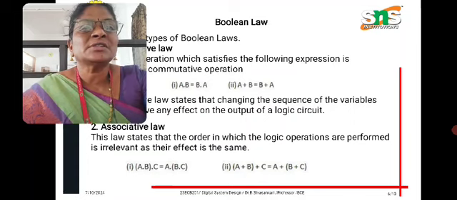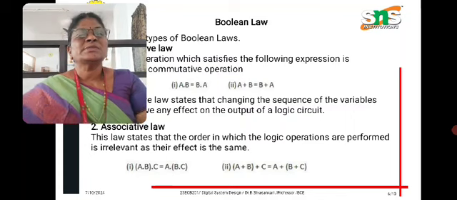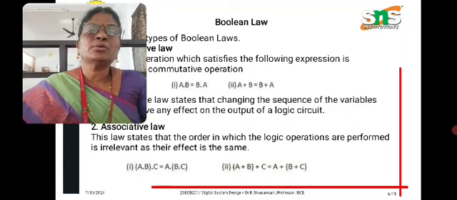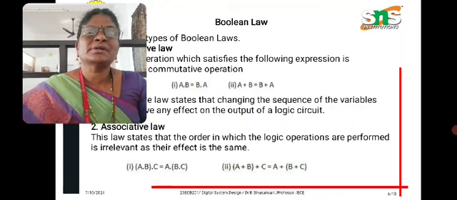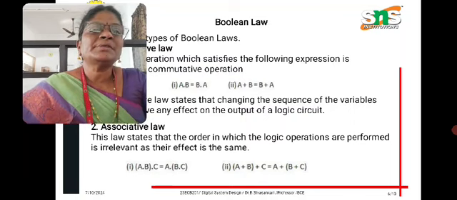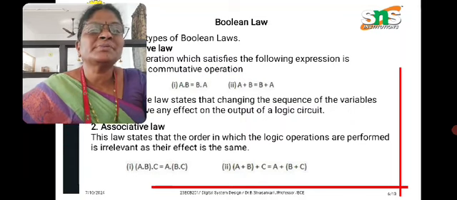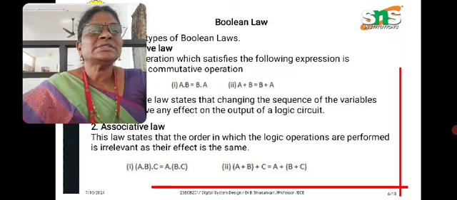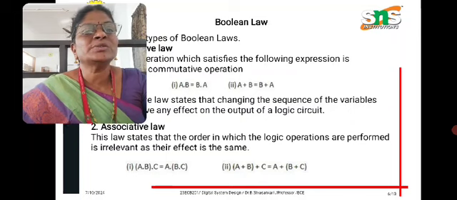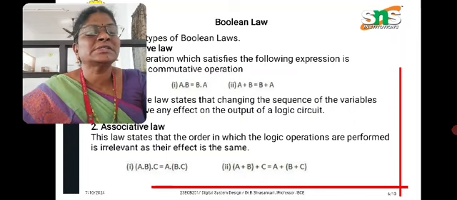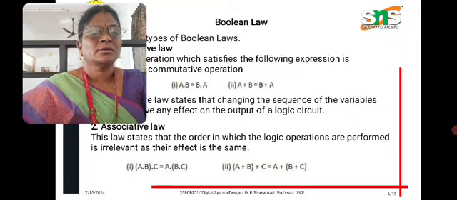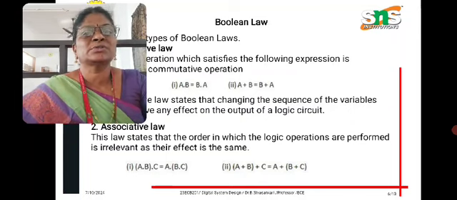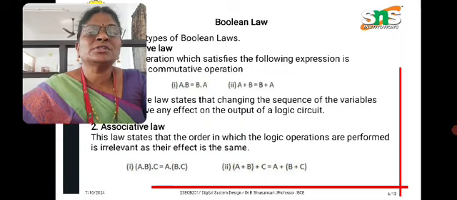The first law, the commutative law, satisfies the following expressions given here: A dot B is the same as B dot A, and A plus B is the same as B plus A. So the left hand side is equal to the right hand side. This law states that changing the sequence of the variables has no effect on the output of a logic circuit. And the next one is the associative law.